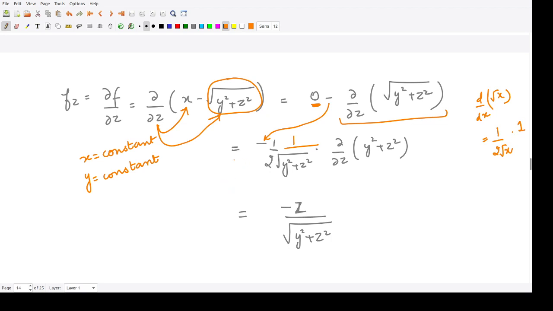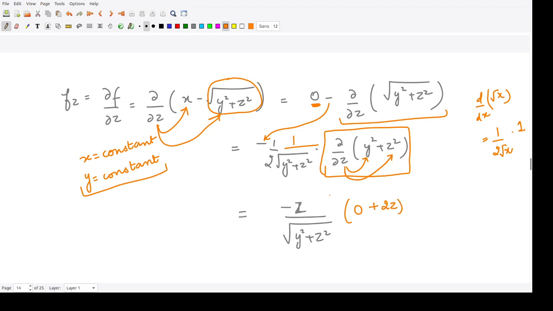So here also we have performed the derivative of this power term, and then we are calculating the partial derivative of this inner term. How do you calculate its partial derivative? Firstly we will calculate for y square. Now, because y is constant, its square would also be constant, so this term would be 0, and then the partial derivative of z square with respect to z would be 2z.